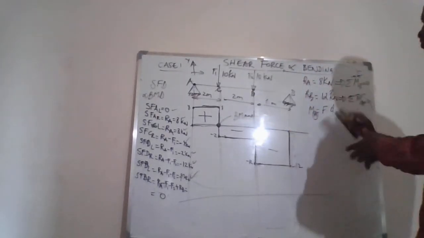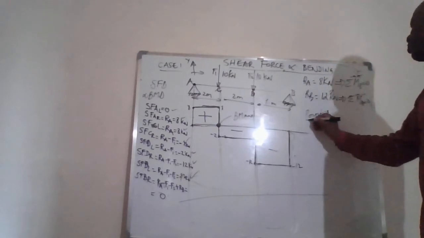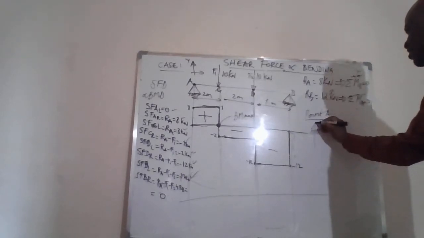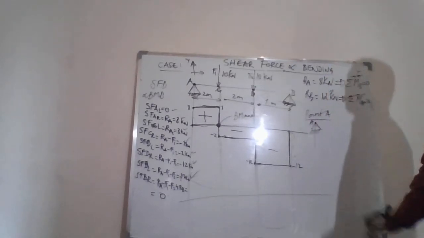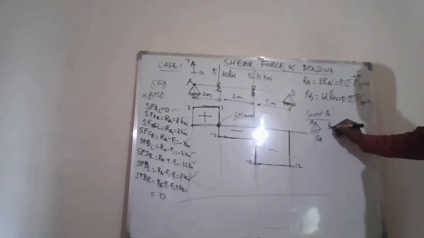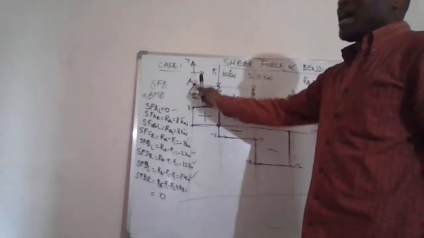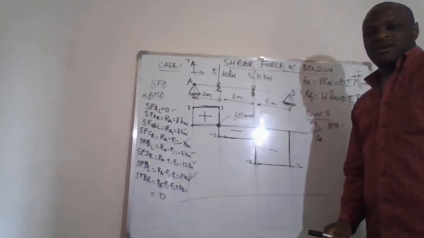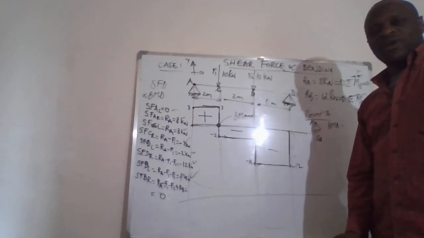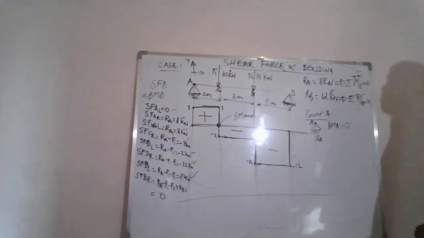Now let's start with point A. If we look at point A, what do we have on point A? Everybody can see we have the reaction RA and the pivot A. Therefore, the bending moment at A, what is it going to be? Because the load is acting on the pivot, the load on the pivot will create a moment which is 0.